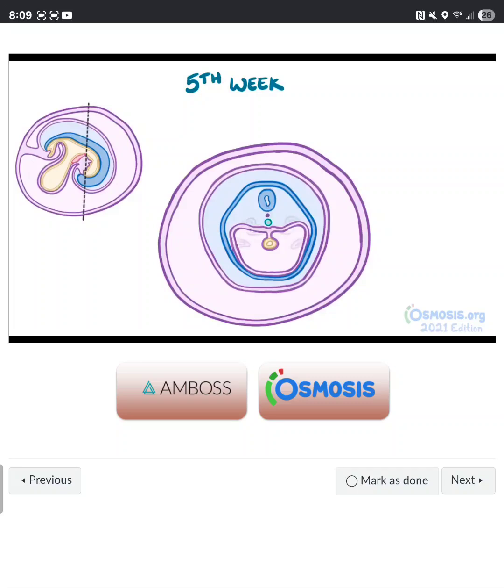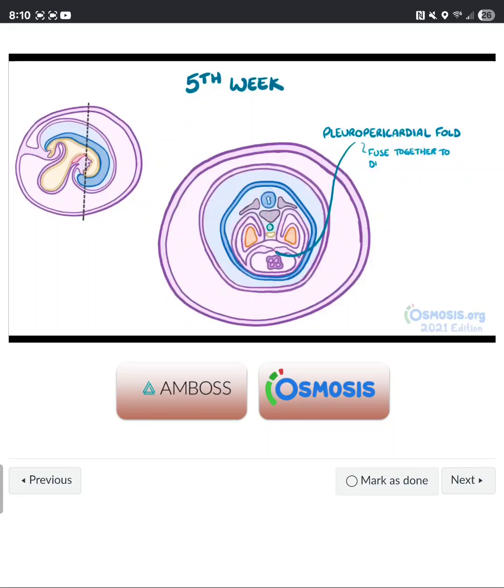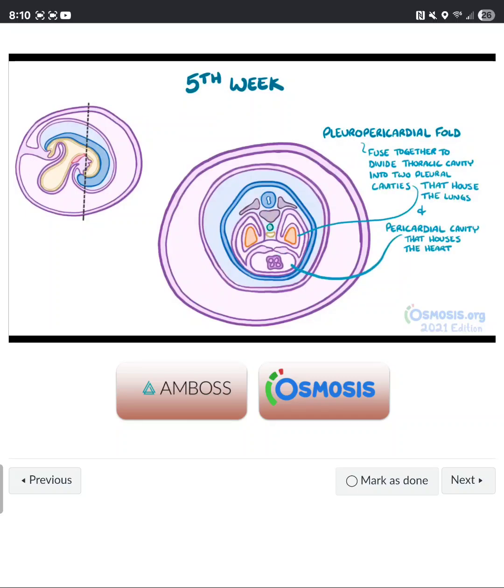Around the fifth week of development, two flaps of tissue called the pleural pericardial folds grow out of the lateral body wall and fuse together to divide the thoracic cavity into two pleural cavities that house the lungs, and a pericardial cavity that houses the heart.